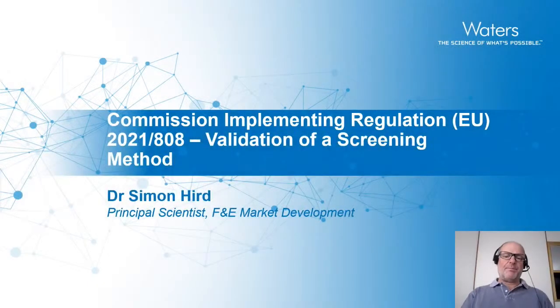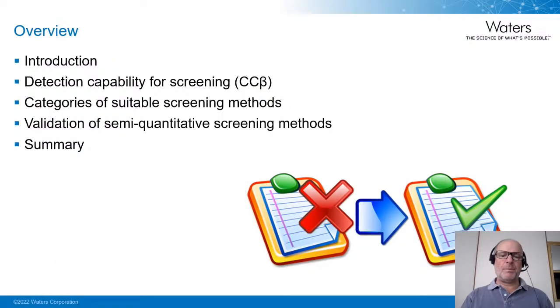Hi, my name is Simon Hurd, and welcome to our next training session on Commission Implementing Regulation 2021-808. And today we're going to focus on validation of a screening method. So after an introduction to screening and why screening is important, we're then going to talk about detection capability for screening, CC beta, which is probably the most important parameter we need to validate for a screening method. We're going to describe then some of the categories of suitable screening methods. And then we're going to go into a bit more detail about validation of a semi-quantitative screening method before we summarize.